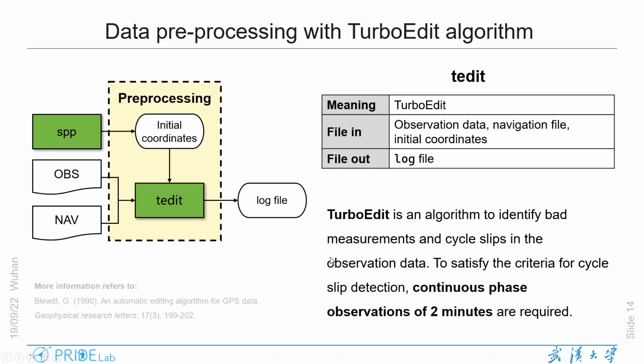Another task performed by TEDIT is to identify the continuous phase observations, which may be interrupted due to cycle slips or other factors. Each independent continuous observation corresponds to an ambiguity parameter. These ambiguities will be written into the log file along with other text.